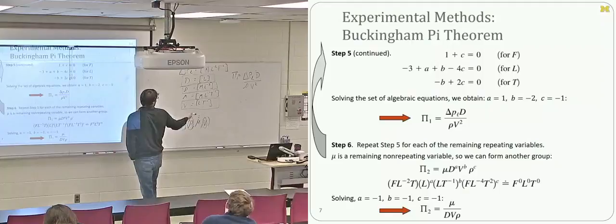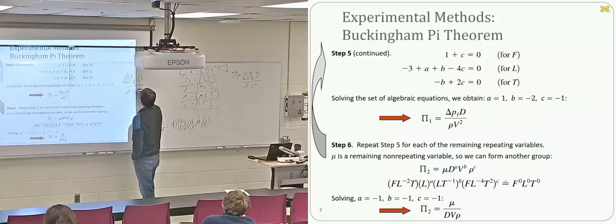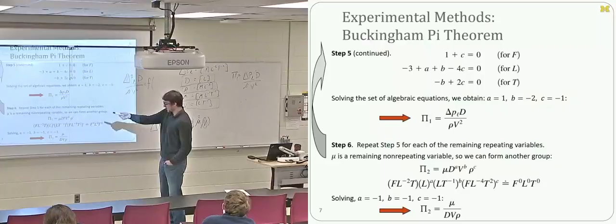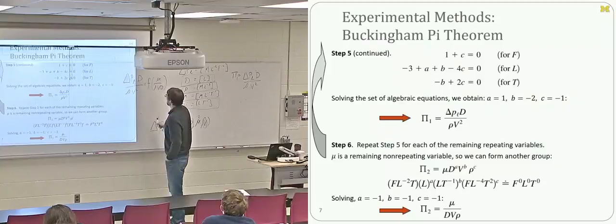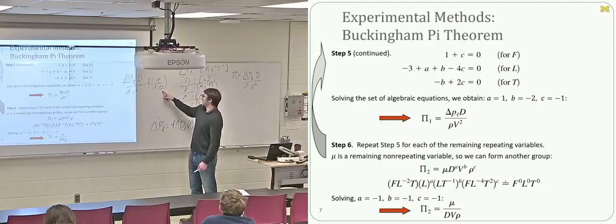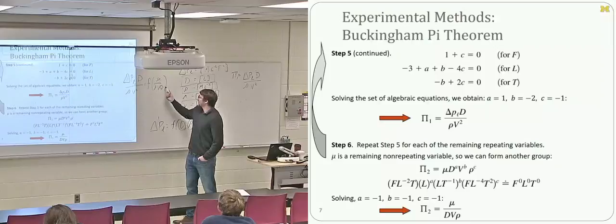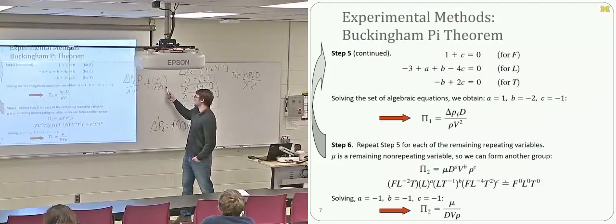the pressure drop coefficient, delta p times d over rho v squared, is equal to some function of our pi 2 term there, mu over rho v d. Meaning we can go into the lab now. We can pick any pipe, and we can vary its diameter. And instead of looking at the effect of changing the diameter, we're just looking at the effect of the change in this dimensionless term.